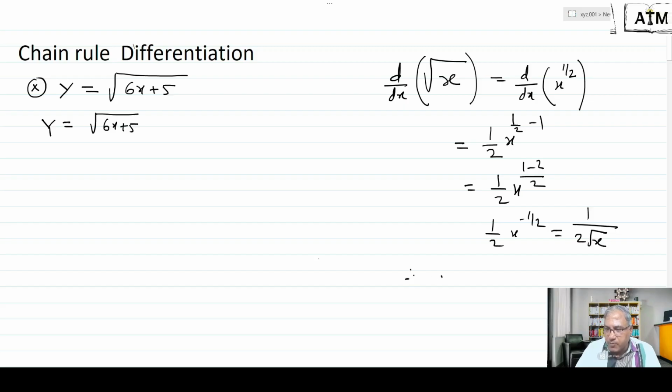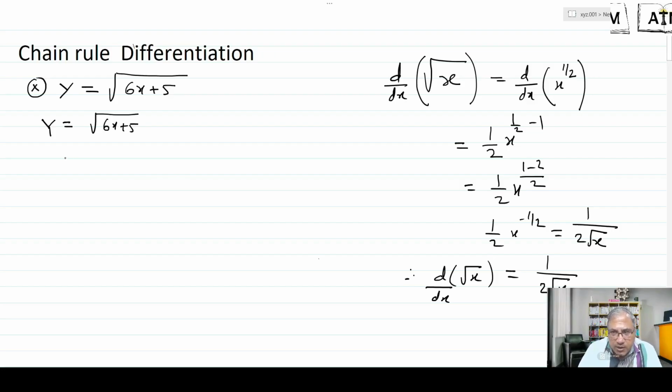That means I am giving you one formula: derivative of root x with respect to x equals 1 upon 2 root x. If you remember this formula, then your job becomes easy. So repeat once again, what is the formula for root x? Differentiation of root x equals 1 upon 2 root x.